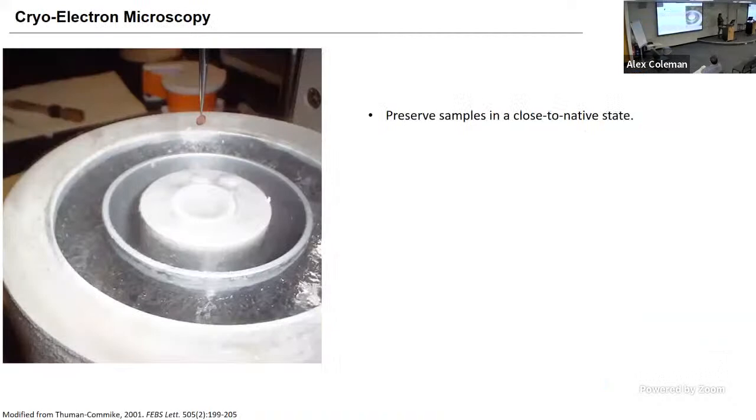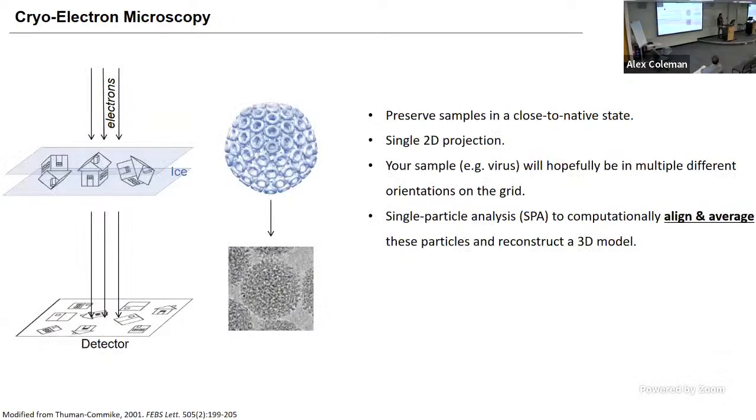But how do we actually do this? Yehuda gave a lovely introduction to cryo-EM, so thankfully I can skip over some of that. What I want to summarize is that in these cryo conditions, we're trying to preserve our samples in a close to native state. From this you get a 2D projection, where your virus, for example, is suspended in a layer of vitreous ice, and you hope your virus is in lots of different orientations. Then you can use single particle analysis to computationally align thousands of particles together and reconstruct a 3D model of what this looks like.